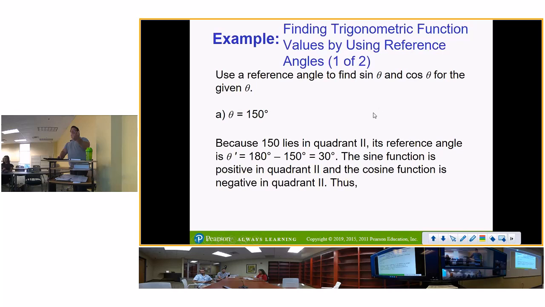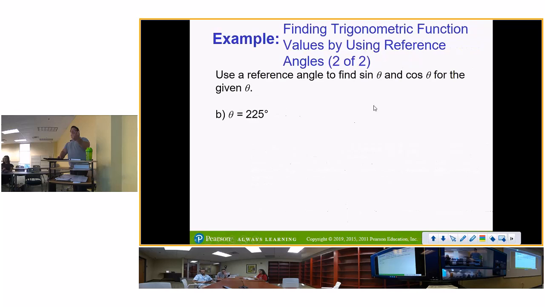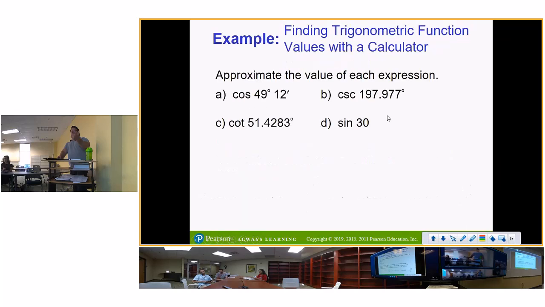150, I think we did that for homework, did we not? We did that for homework. I think we did one with 45. And you see, you get the same answers there.